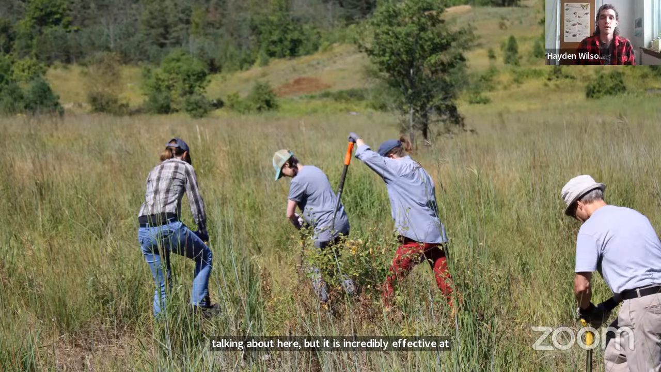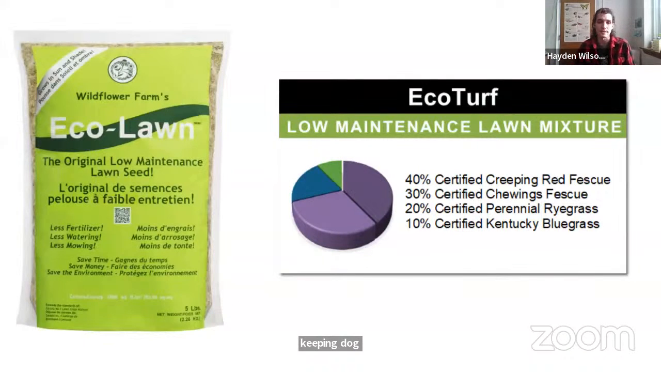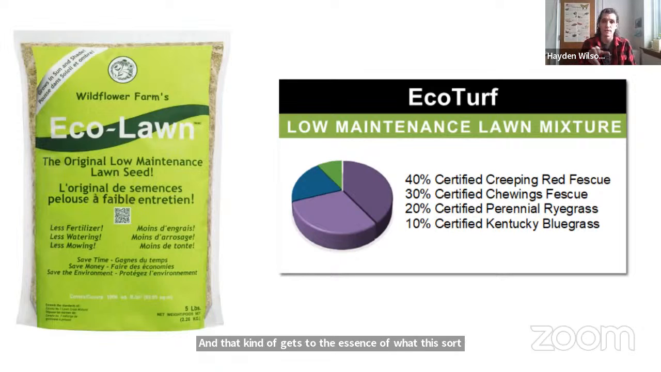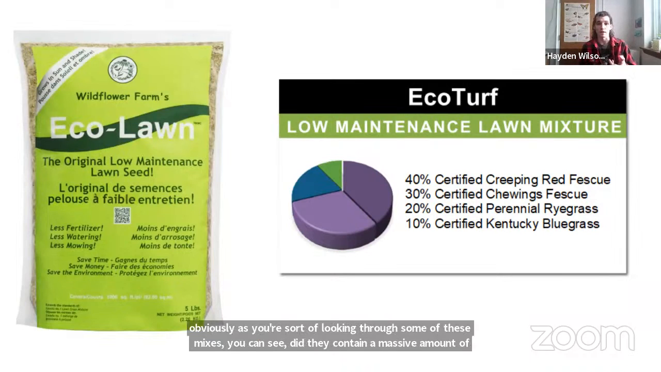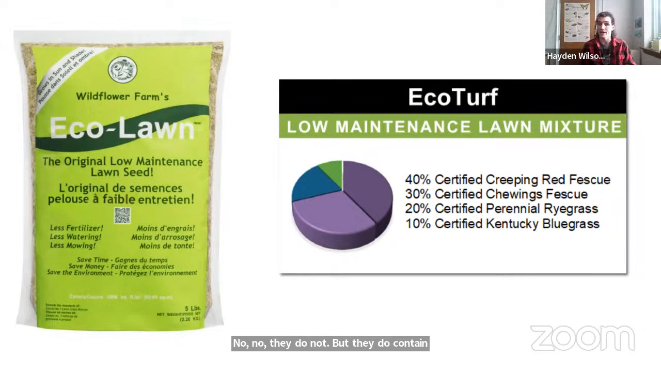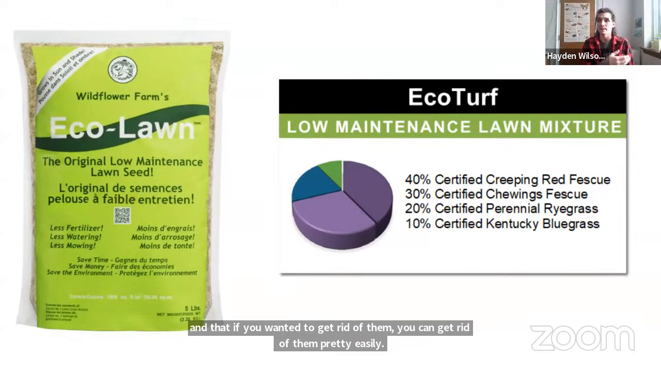So the other method that we use in the black locust stand is a little bit more simple, and perhaps a little bit more of a primer that gets to the essence of what this sort of strategy looks like. And that's using something like a fescue grass mix. Now, obviously, as you look through some of these mixes, do they contain a massive amount of native species? No, they do not. But they do contain species that are relatively easy to manage, that are low maintenance, and that if you wanted to get rid of them, you can get rid of them pretty easily. So we use this as a physical barrier to prevent dog strangling vine from coming into this ecosystem.